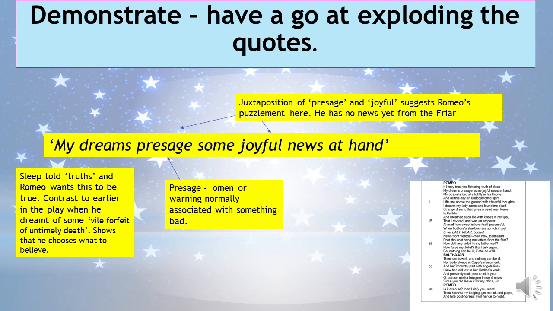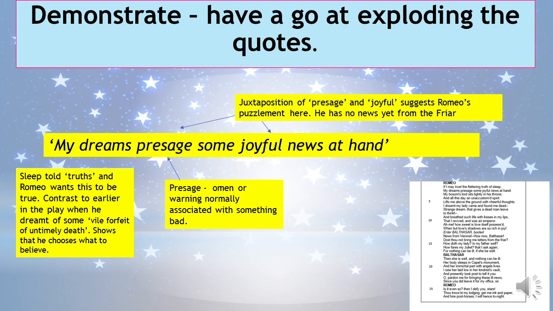It suggests Romeo's puzzlement here. He has no news yet from the Friar, so he doesn't know what's going on. So he probably is a little bit confused at the moment as well. The idea as well that we talked about dreams before and sleep told truths, and Romeo wants this to be true. This is a contrast to earlier in the play when he dreamt some vile forfeit of untimely death. It shows that he chooses what to believe.